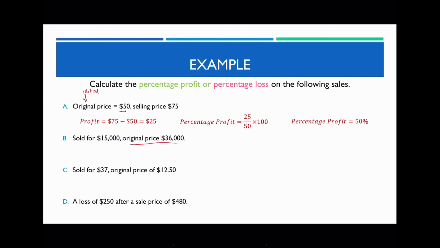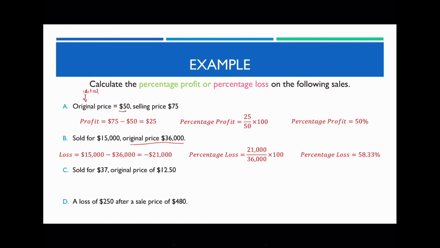Second example is sold for 15,000, original price is 36,000. So that's my starting price. Notice that your starting price is bigger than your final price. And because that's the case, this is an example of a loss. So therefore you've lost 21,000. Now, because you've got a negative here, you don't actually include the negative sign in your final answer at all. So when you're substituting the loss into the formula, I'm just using the number, I'm not including the sign, as you can see. So it's 21,000 divided by my initial, which is 36,000, and I times that by 100, and you're going to get an answer of 58.33%.